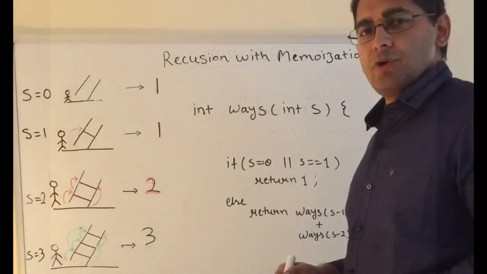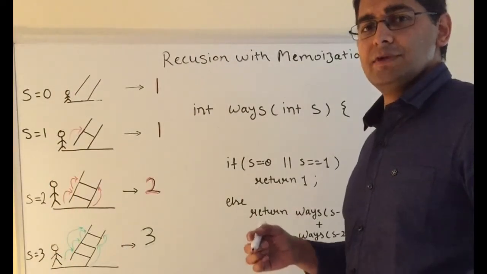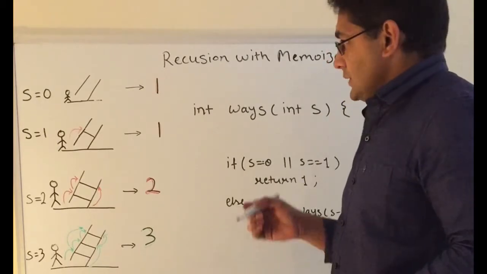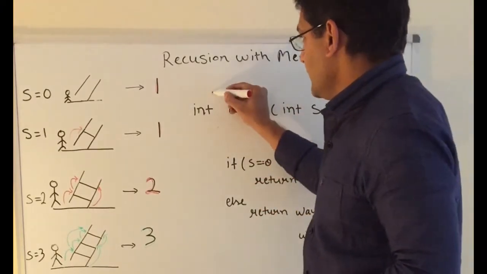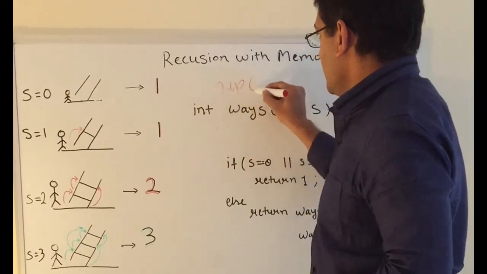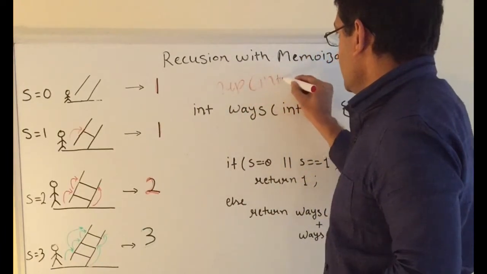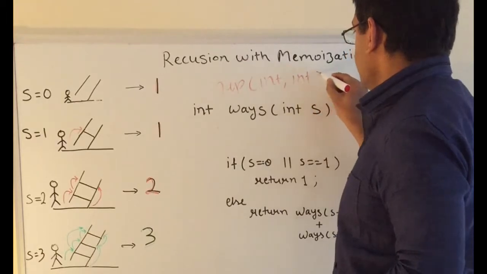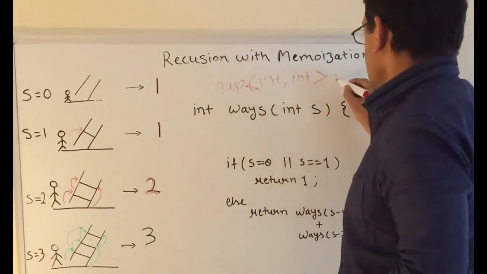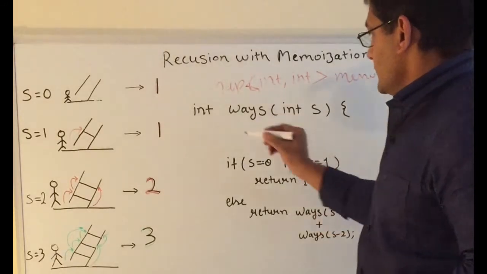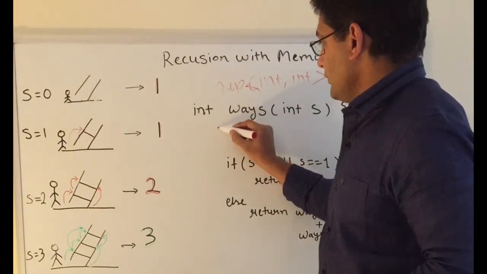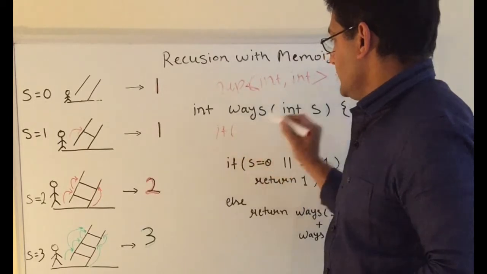This problem can be solved by remembering the return value of each function call. This procedure is called memoization. In this procedure, we create a map of int to int, and we call it memo. We first try to find the value in this memo.